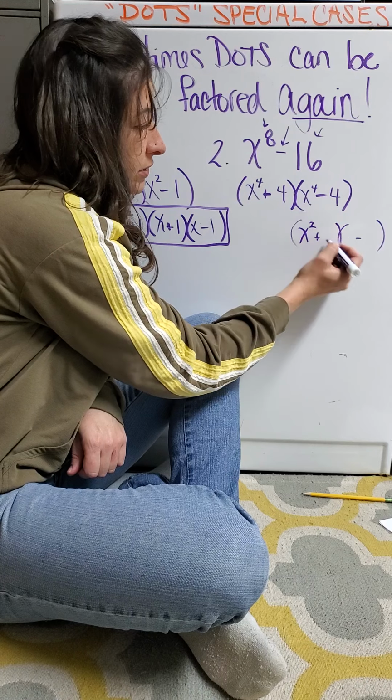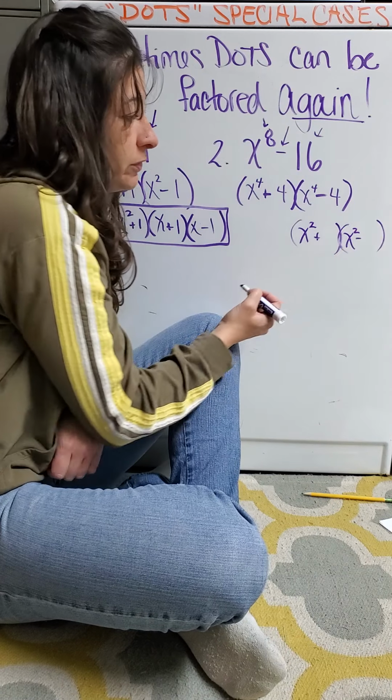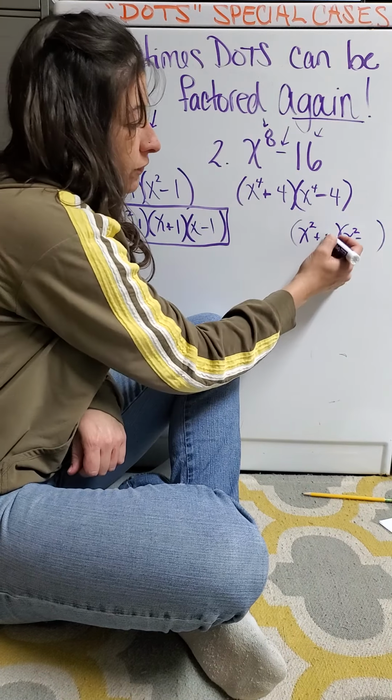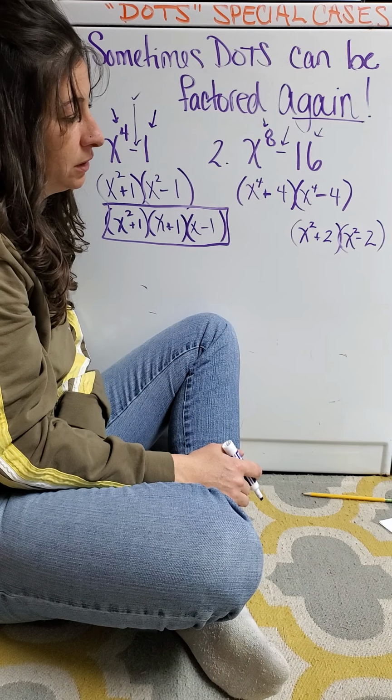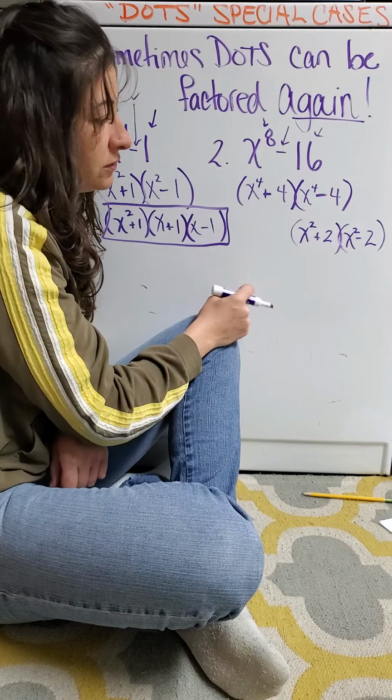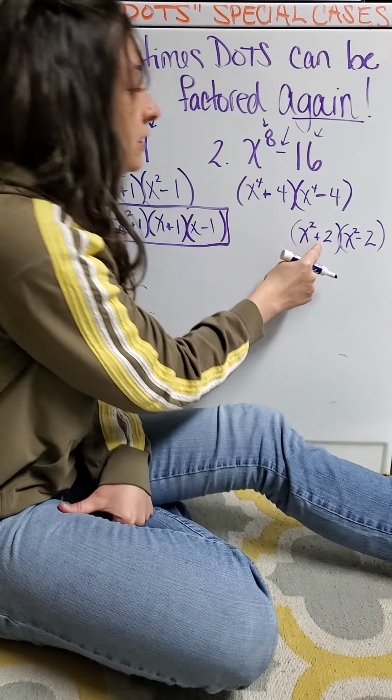So 4 divided by 2 is 2, so that gives me x squared for both spots. And the square root of 4 is 2, so I have 2 for both back spots. Okay, and now can I do anything else with it? Well, this is plus, so I know that's done.